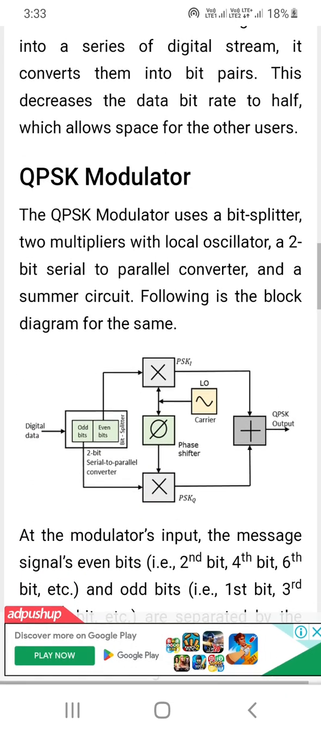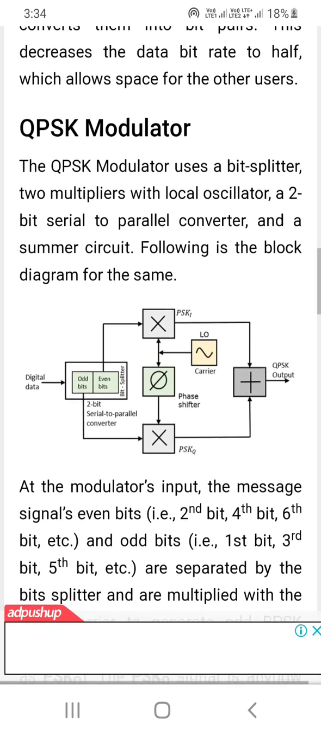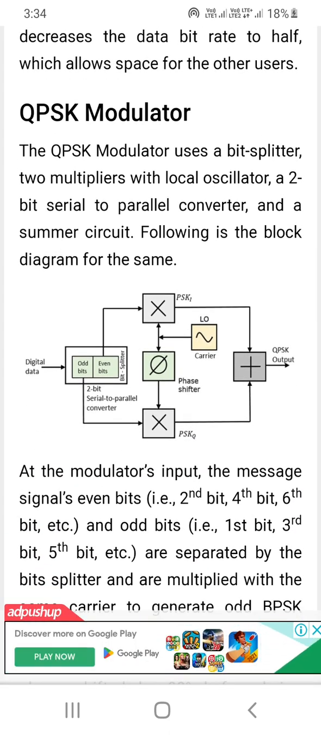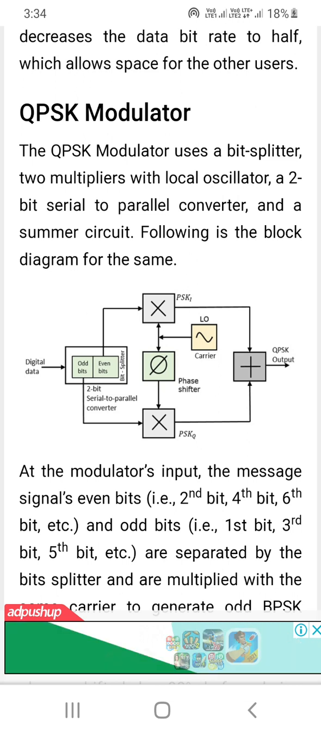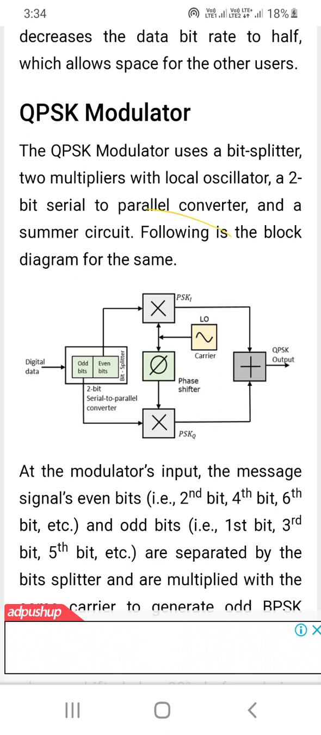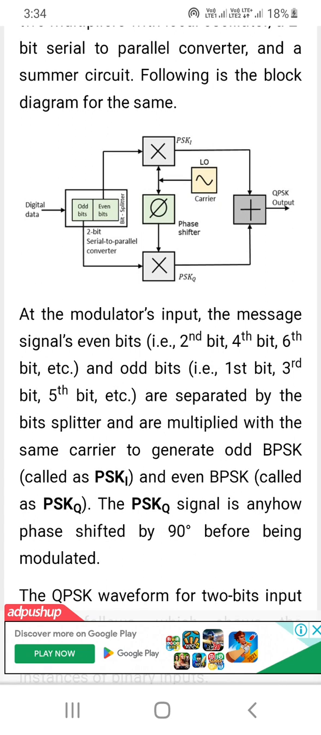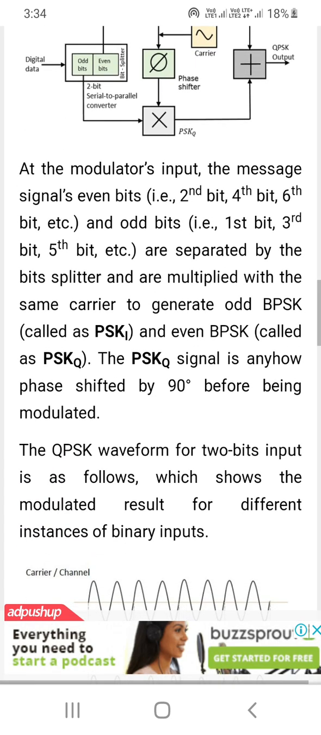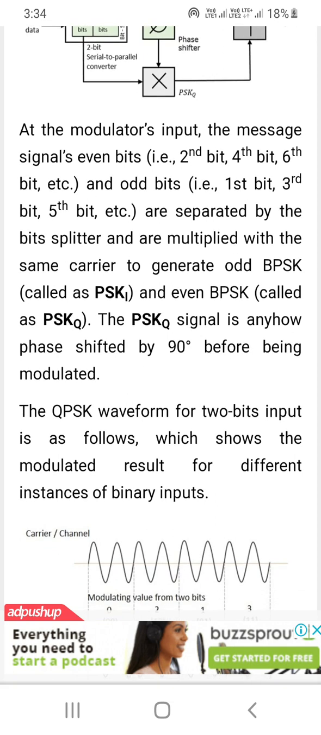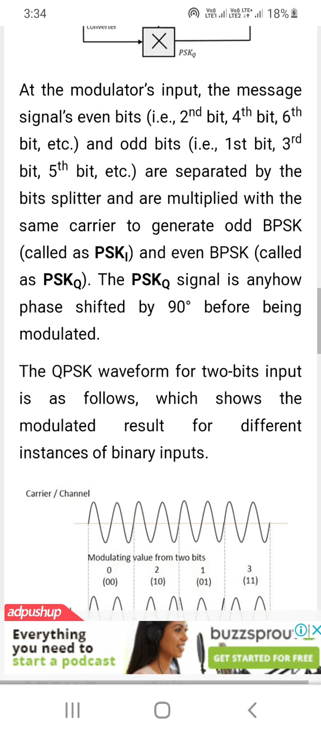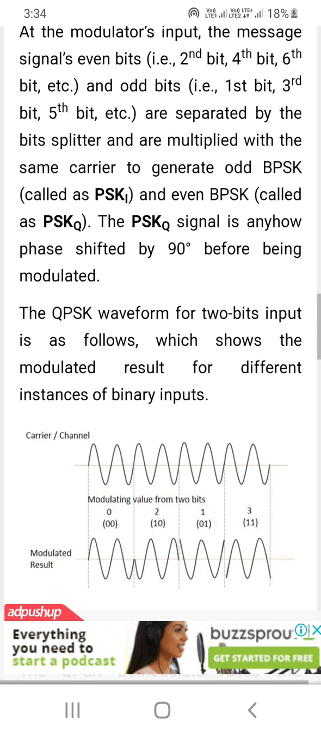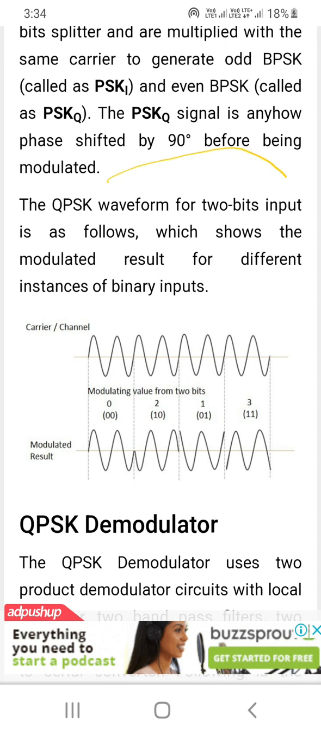QPSK modulator. A QPSK modulator uses a bit splitter, multipliers with a local oscillator, a bit serial to parallel converter, and a summer circuit, following the block diagram of the QPSK. As the modulator input, the message is split into even bits, 2 bit, 4 bit, 6 bit, and odd bits. These are multiplied with the same carrier to generate odd BPSK, called PSK, and even BPSK, called PSK, and the signal is phase shifted by 90 degrees before being modulated. The QPSK waveform has 2 bits. The figure follows, which shows the modulated result for different instances of the binary input.